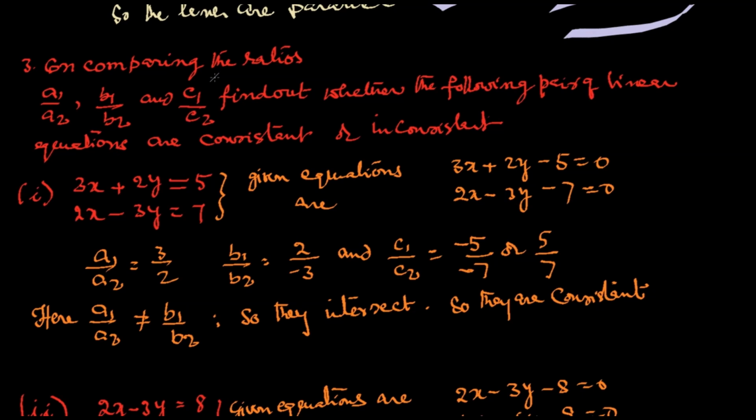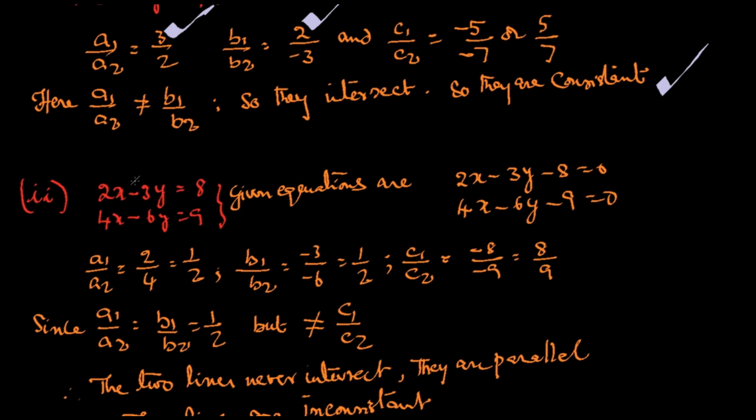Problem number 3. On comparing the ratios a1 by a2, b1 by b2, and c1 by c2, find out whether the following pairs of linear equations are consistent or inconsistent. a1 by a2 is 3 by 2, b1 by b2 is 2 by minus 3. This is not equal to this. So they are consistent. They are intersecting. Next, a1 by a2 is half, b1 by b2 is half, c1 by c2 is different. So they are parallel. They are not consistent.